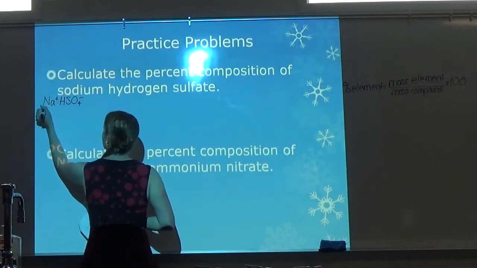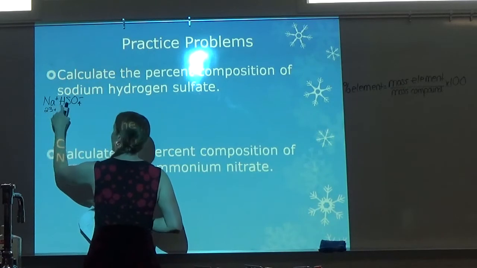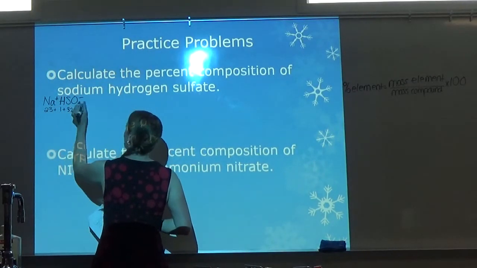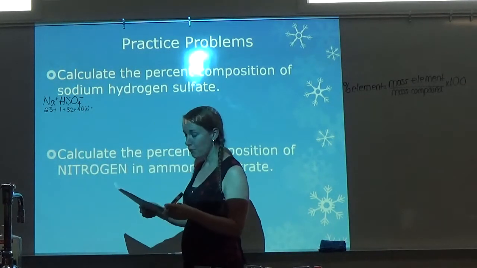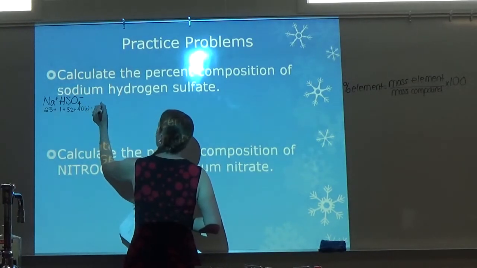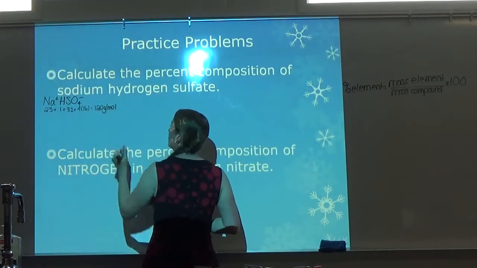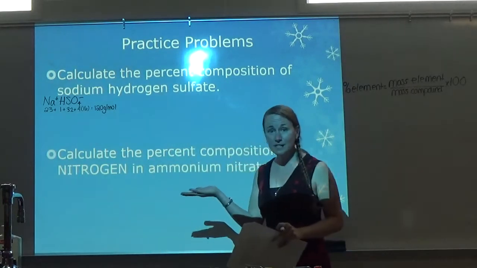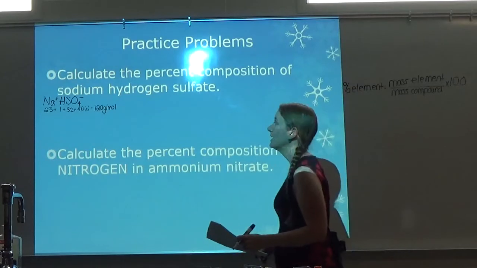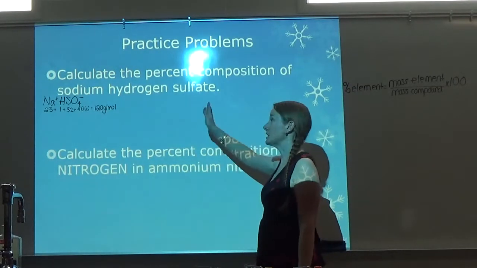So Na is about 23, H is about 1, S is about 32, and O is about 16, but I'm going to multiply it by 4 because I have 4 O's. So when I do all that, I get about 120 grams per mole, so that's my whole compound. And so now I'm ready to start. So I'm going to go 1 element at a time, and I got 4 elements to do. So y'all, if you don't get it after you watch me do this long one, then I don't know what to tell you.